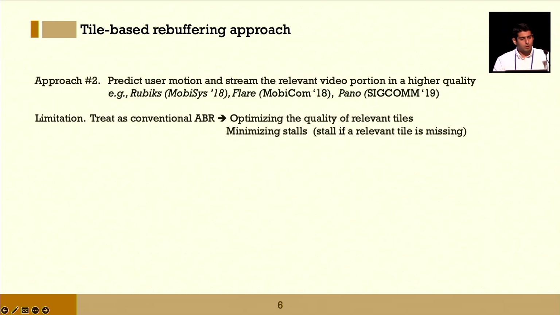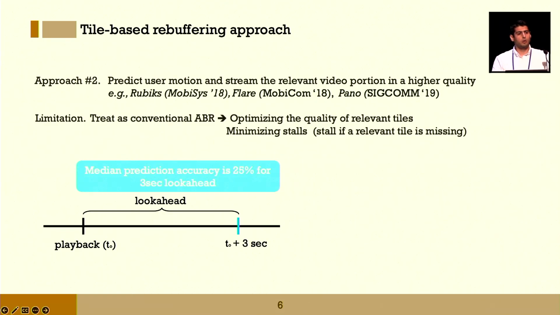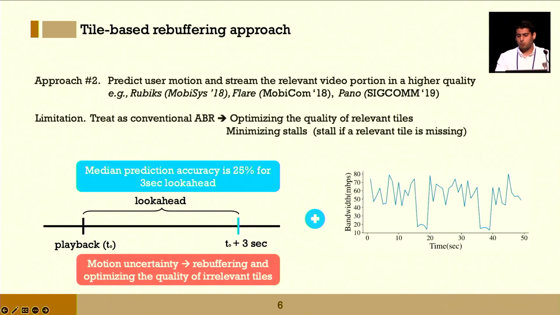And the stall in 360 video comes from two conflicting root causes. The first one is motion misprediction. There we find that the median accuracy for a small look-ahead of 3 seconds is only 25%. And it would not only lead to rebuffering, but also to optimizing the quality of irrelevant tiles. And the other cause, which is pretty common in video, is mispredicting bandwidth.